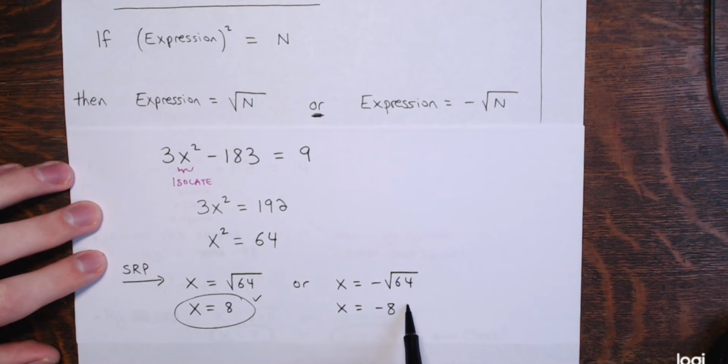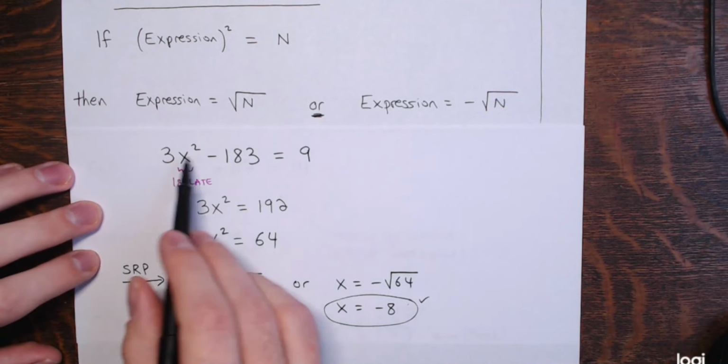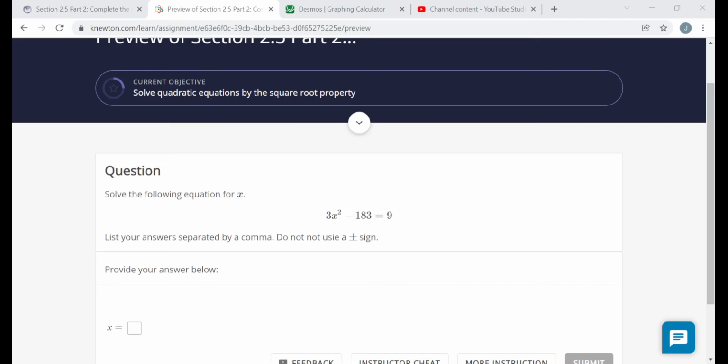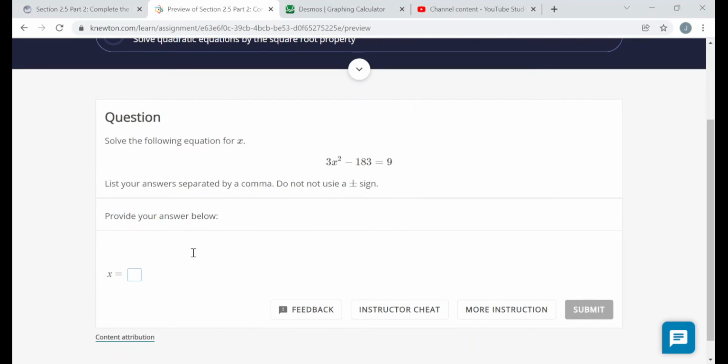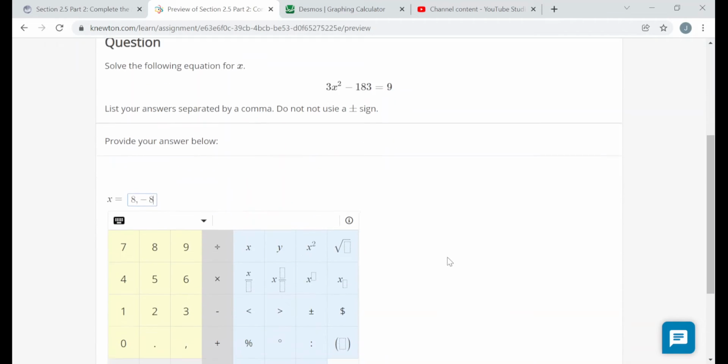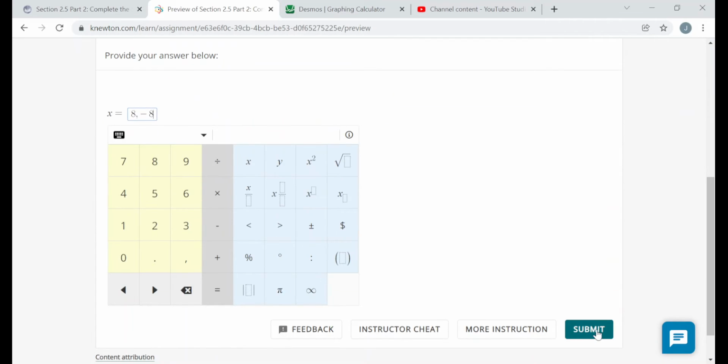They should, and again, going back to the original, they should work. And I leave it to you to check it on your own. But yeah, so those are my solutions, positive 8 and negative 8. And again, they don't want us to put a plus or minus 8. They want them separate, 8, comma, negative 8, or negative 8, comma 8. It shouldn't matter what order the solutions come in as long as they're both valid solutions.